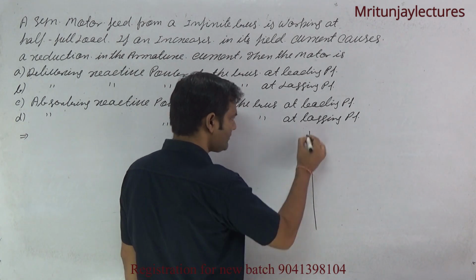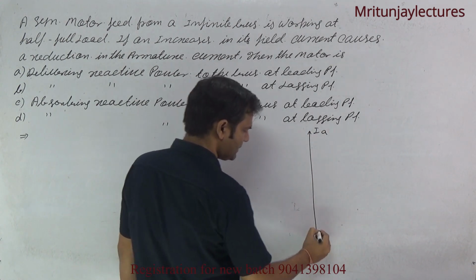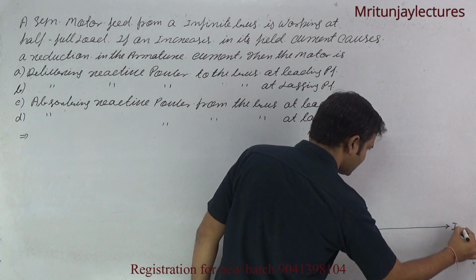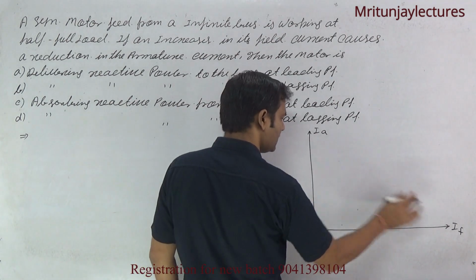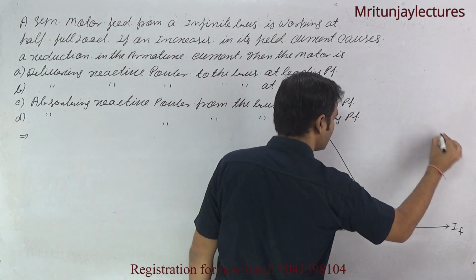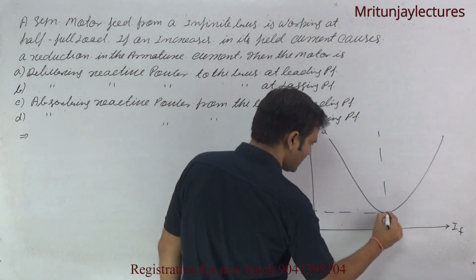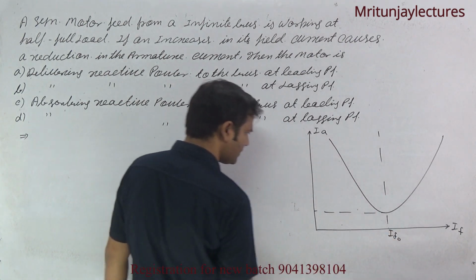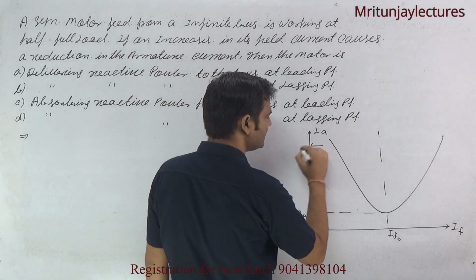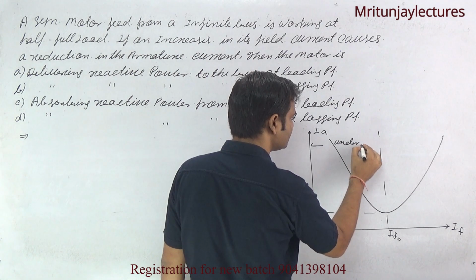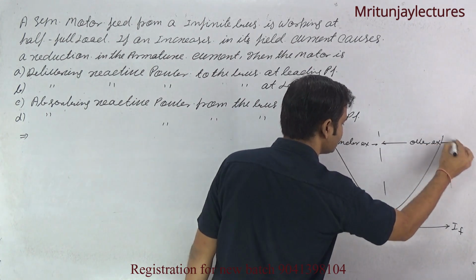First of all, that is IA, and that is field excitation. Like this one, the IA versus IF graph. That is IF0 and that is IA0. In this region, that is under excitation, and this region is called over excitation. Clear?